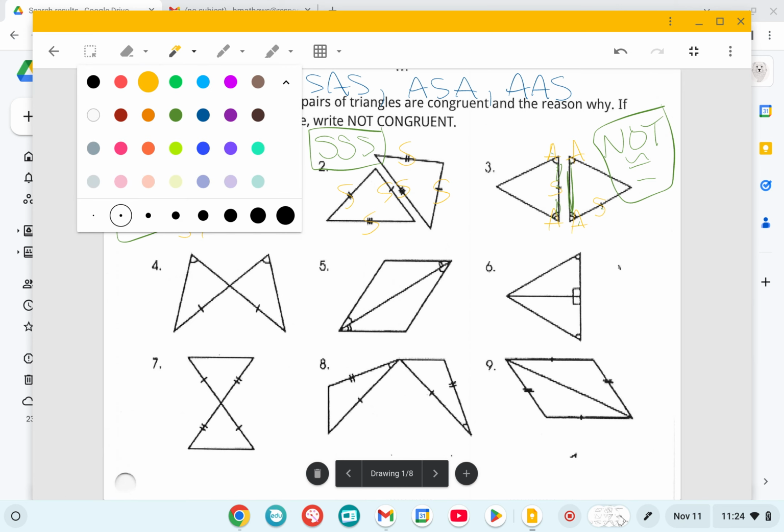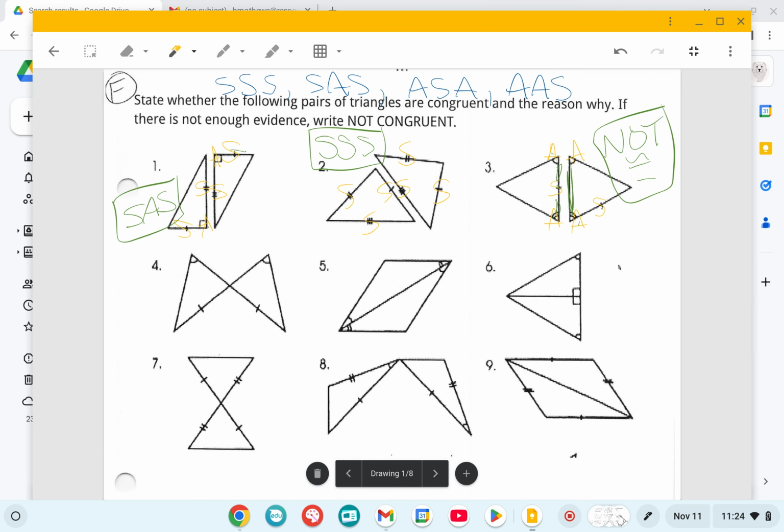All right. Looking at number 4, we have a pair of angles. We have a pair of sides. And then the thing that's hidden that you need to recognize is that this relationship here, this is vertical angles, that also gets marked as a side. And so this is angle, side, side. The problem is that that is not one of our options.